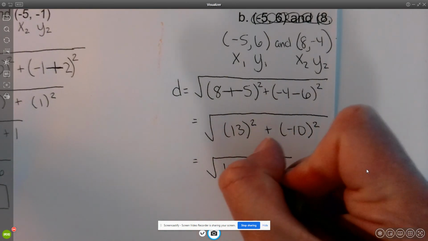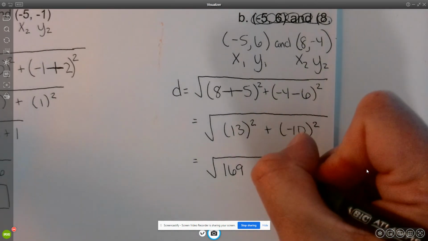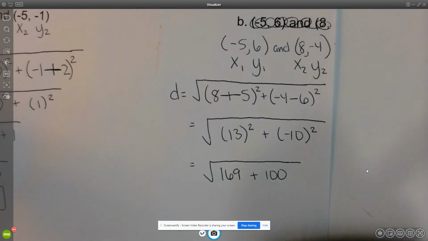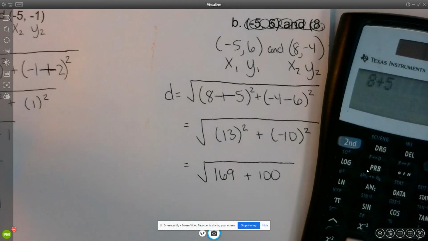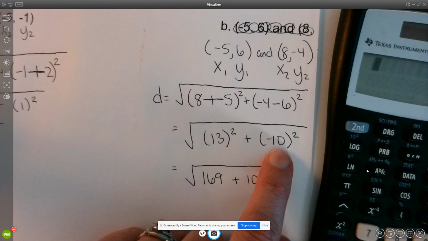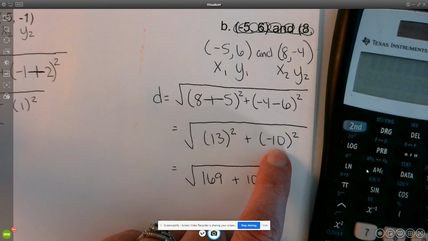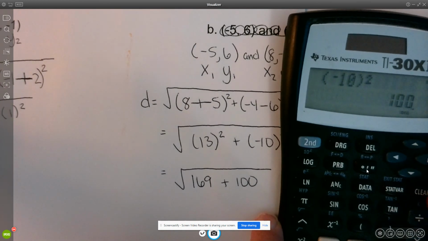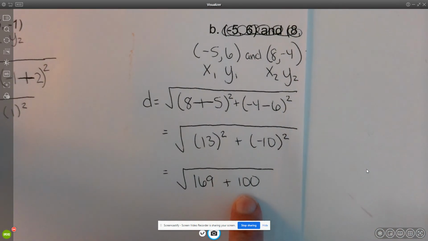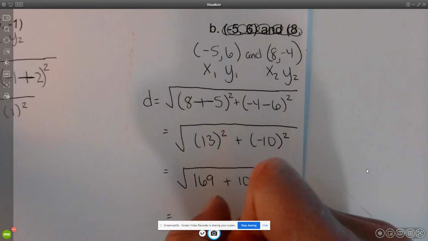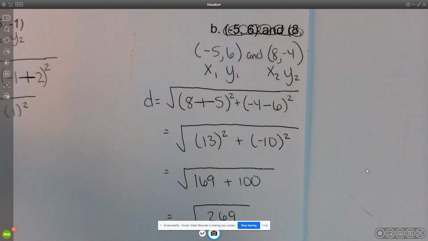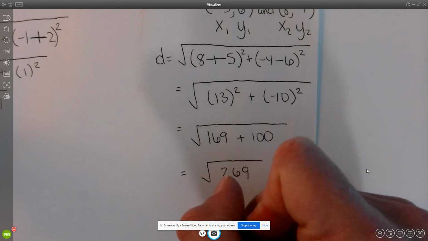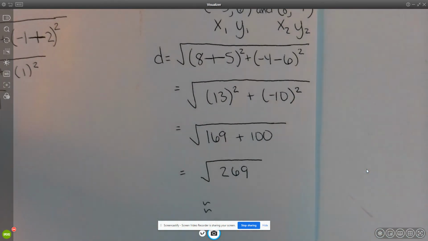13 squared is 169, and -10 squared is 100. If you're getting -100, it's probably because you're not putting -10 in parentheses. Remember, you're squaring -10, the whole number. So it all needs to be in parentheses. Any number squared is always positive. And the square root of 269 is approximately 16.4.